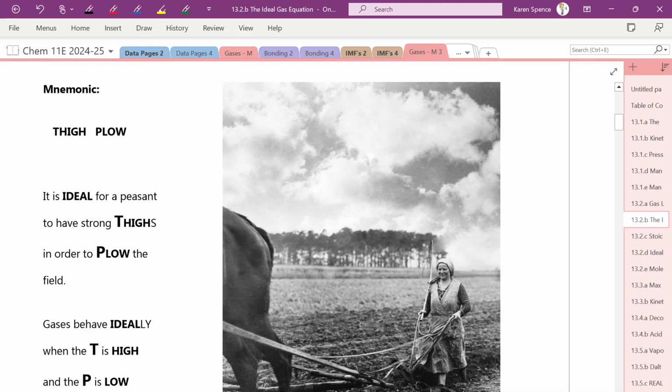We have this peasant woman out plowing the fields. And what's going to be useful for that? She needs to have strong thighs so she can push that plow.